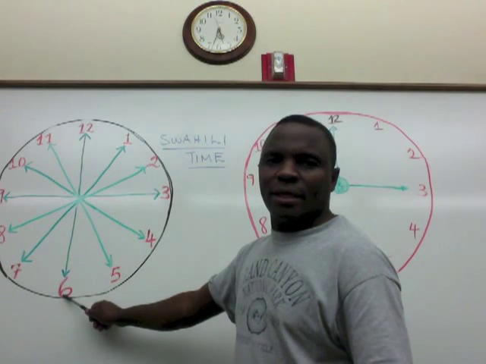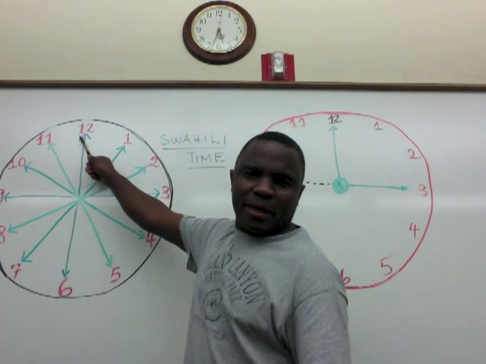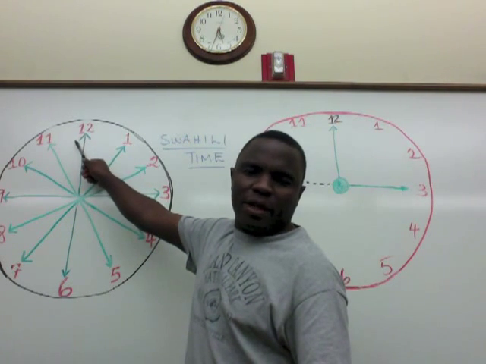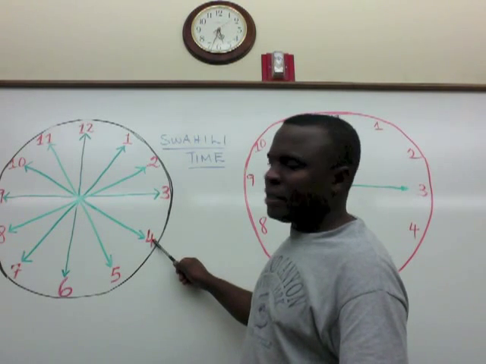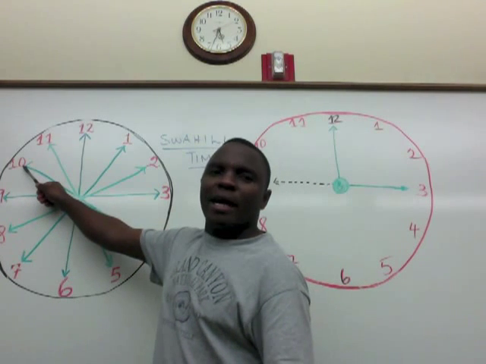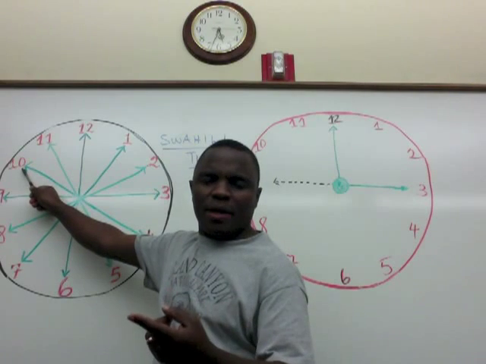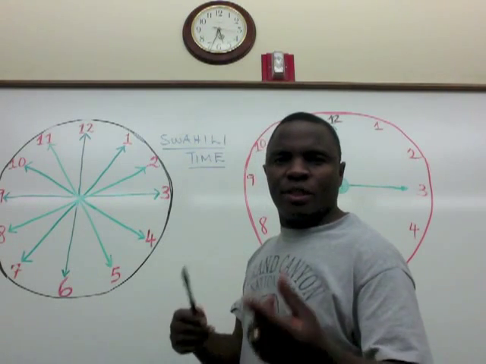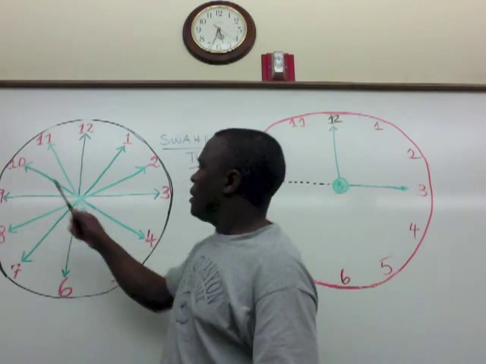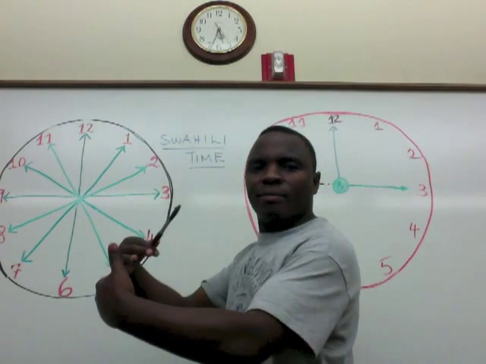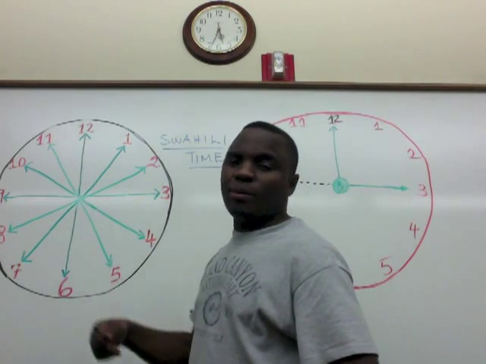So it's 6 p.m., you're going to say ni saa kumi na mbili. It is 4 in English, you're going to say ni saa kumi, saa kumi. Saa means clock or time, so it's kumi. Every time we work anti-clockwise, we think in English and then we say something in Swahili. That's how Swahili time works.